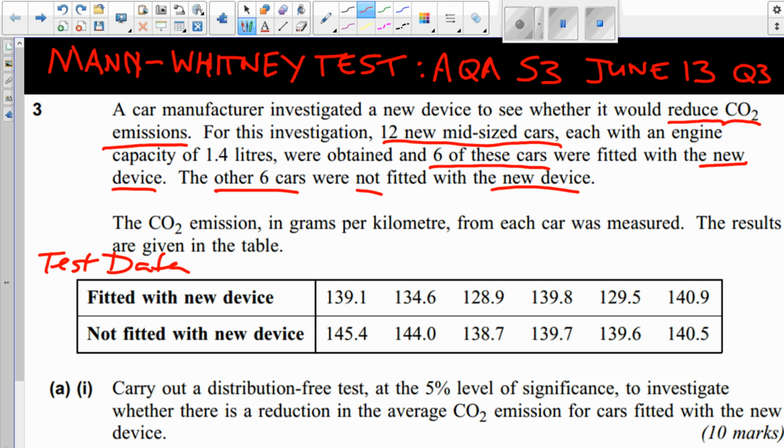Now let's have a look at what they're asking us to do in terms of a test. Carry out a distribution-free test. It's what it says in the final paragraph. First step here, as it's in an exam and it's got to be a unique test, we've only got a choice at this point between Mann-Whitney and Kruskal-Wallis. As there are 2 and only 2 lines of data here, it's got to be Mann-Whitney.